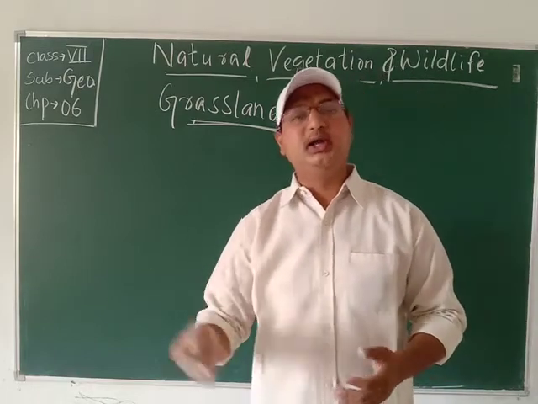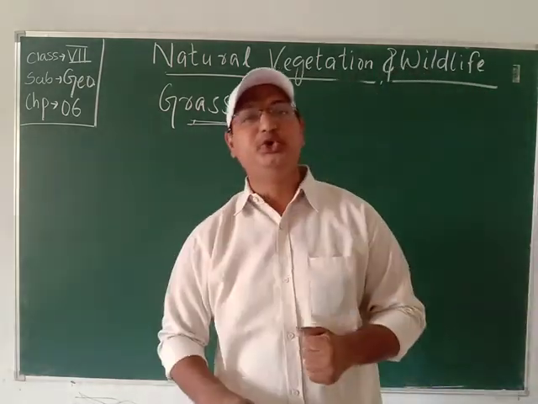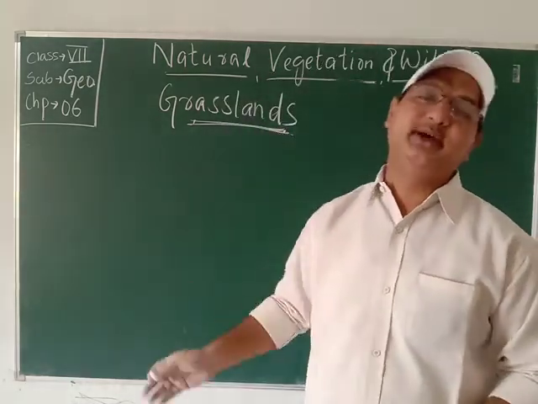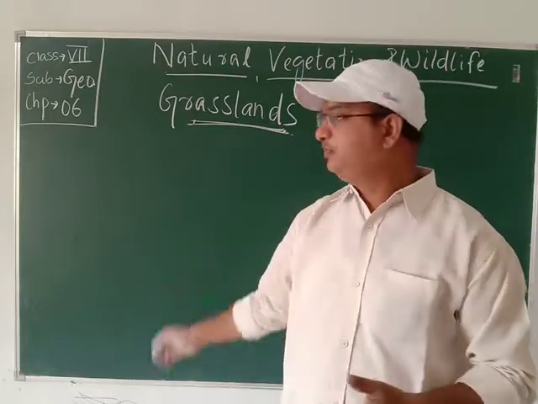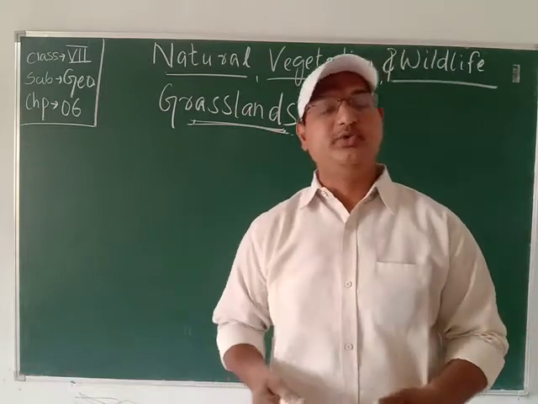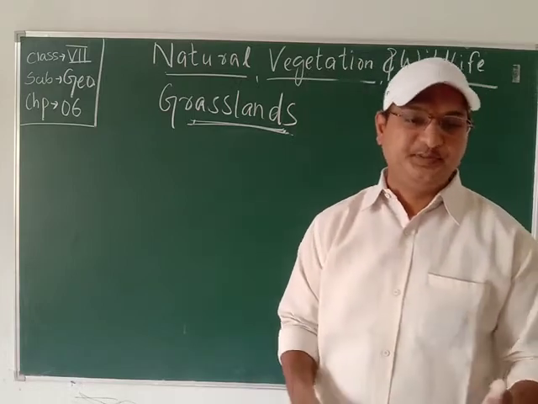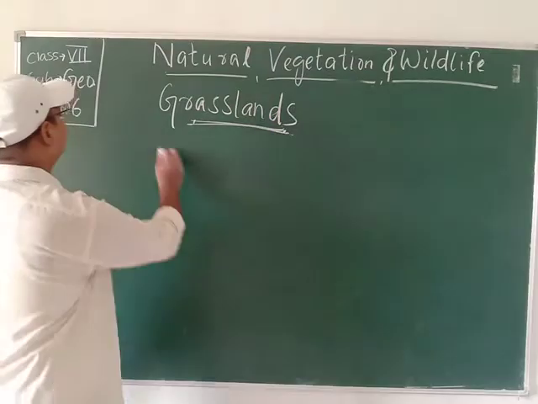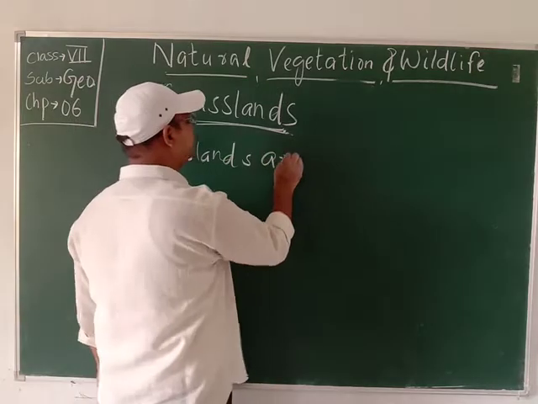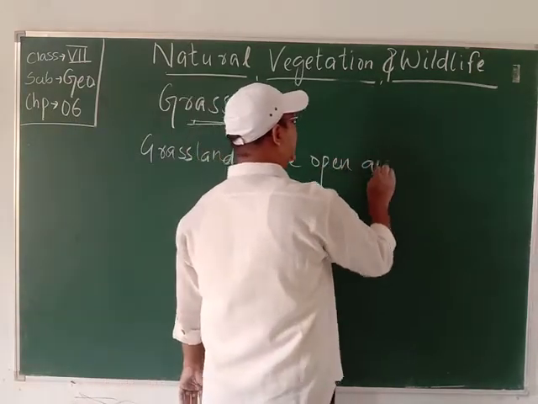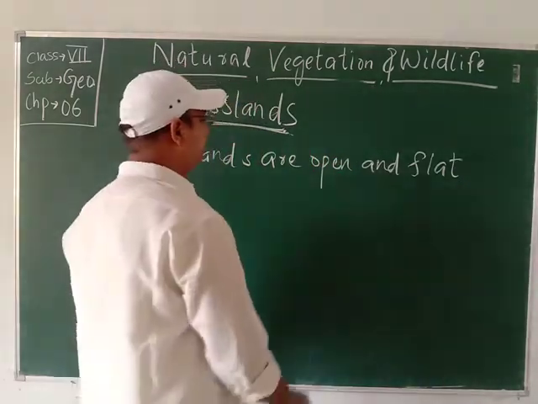Students, in the earlier part of the topic, I told you that natural vegetation is mainly classified into two. The first one is forest, that I have written there: tropical, temperate and boreal types of forest. Now the next one is, students, the grasslands. We have studied different types of forests. Now we will study grasslands. So, students, what are grasslands? Grasslands are open and flat areas of grasses.